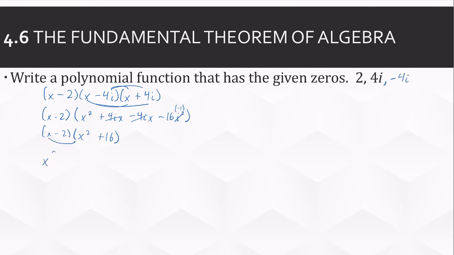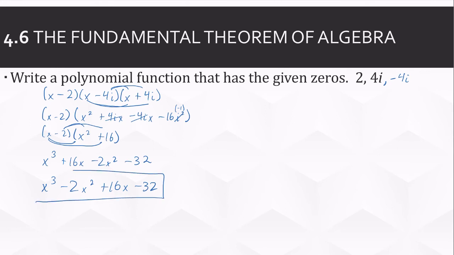Multiply these, I get x times x squared, x times 16, negative 2 times x squared, and negative 2 times 16. Of course, we usually write this in order of descending exponents. So it looks like that. Notice there are no i's in our answer. Real coefficients.